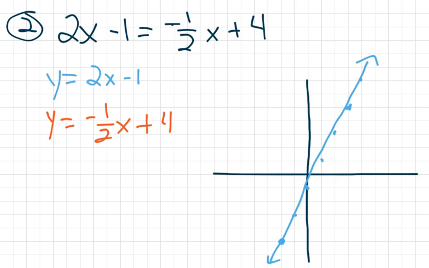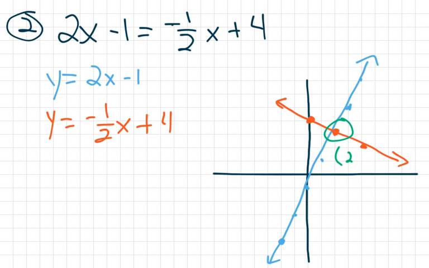Go ahead and do the same thing for the red line. Y-intercept of 4, so 1, 2, 3, 4 is right there. Slope of negative 1/2, so down 1, right 2. I've already got an overlap there. Down 1, right 2. I'm not going to go any farther because I'm pretty sure I've got my overlap already, so we'll just draw that in there. That overlap appears to be the point.